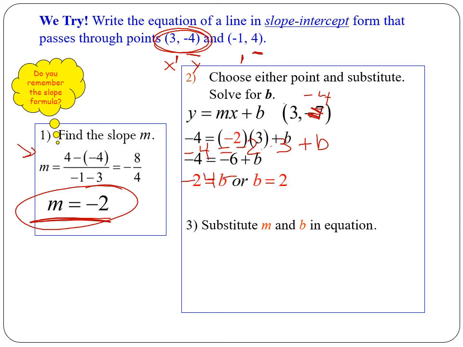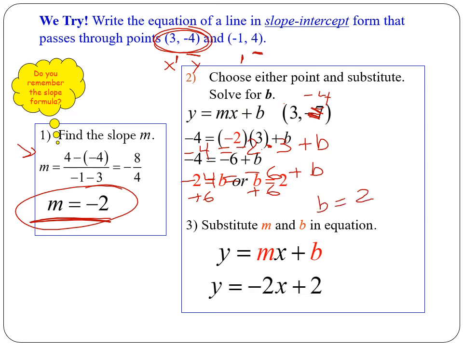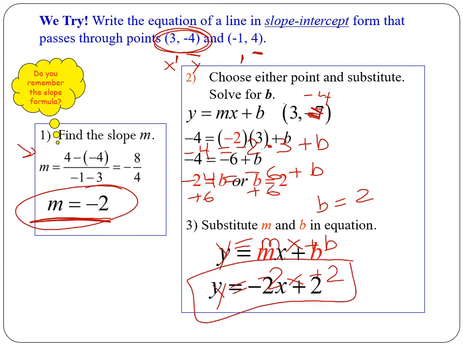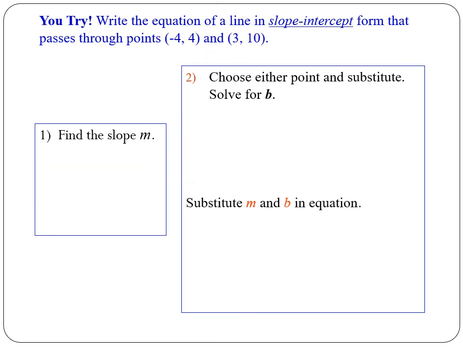So you end up with -2 times 3. So that's -6 plus b. You're going to add 6 to both sides. You're going to get your b to be +2. Then we substitute those in. So we have y = mx + b. I know my m. I know my b. y = -2x + 2 is my slope-intercept form of a line that goes through these 2 points. Why don't you go ahead and try this one on your own?